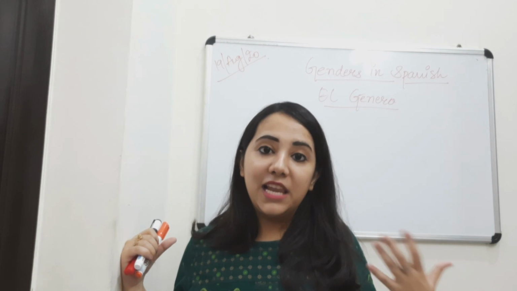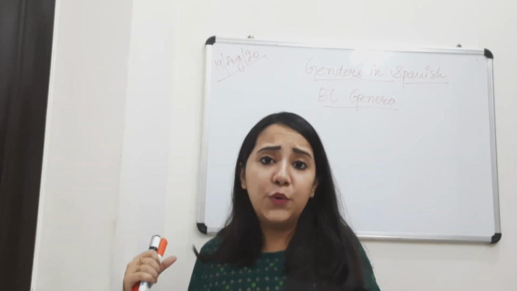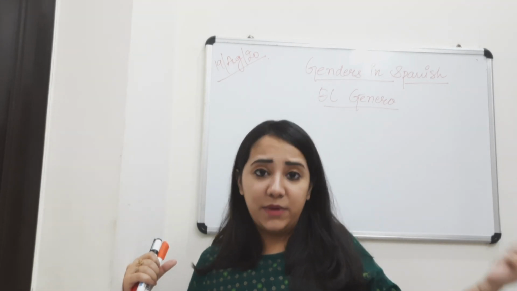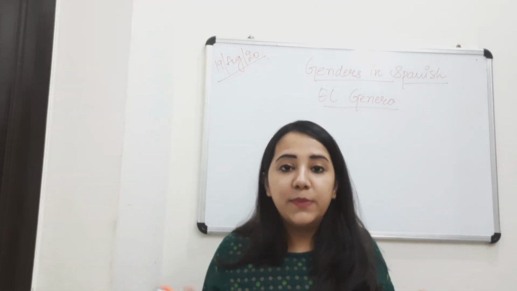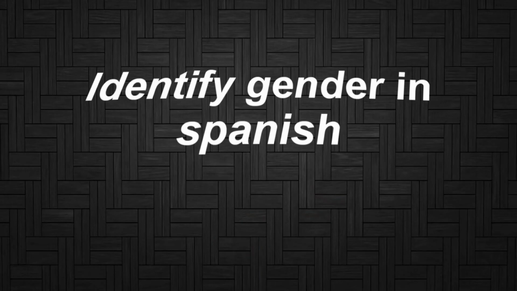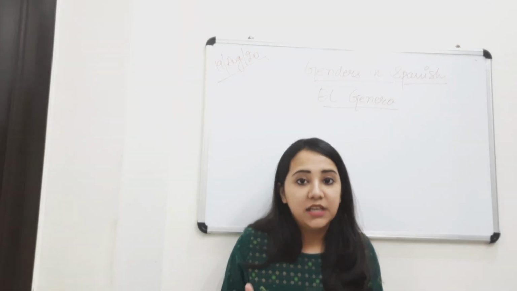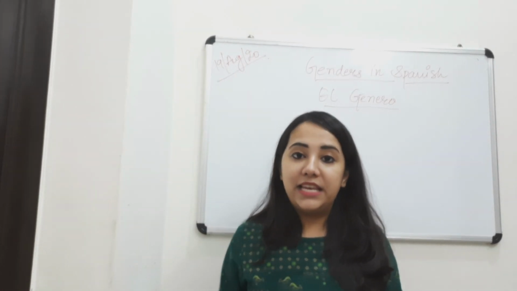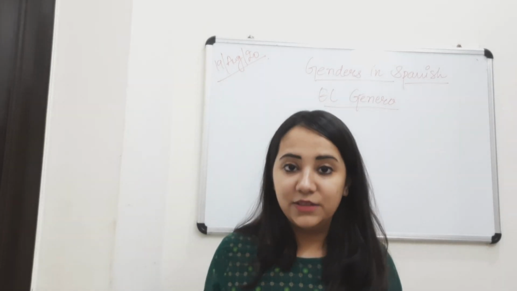For example, libro has a gender, that is masculino. So now in Spanish, we have masculino, femenino and neutro. Now in Spanish, how will you identify those? You have to see the endings. In Spanish, you have to see the endings of the word to identify whether it is masculine or feminine.